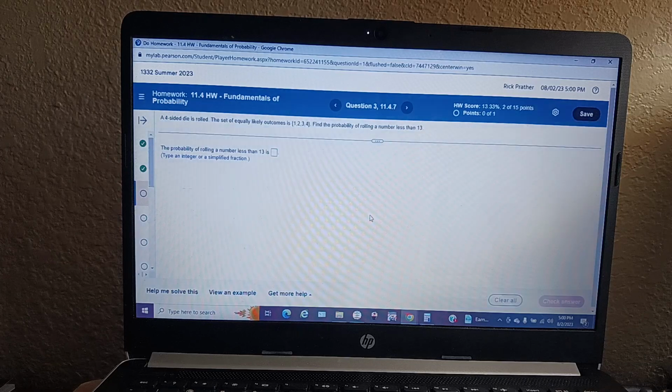See how it says type an integer or a simplified fraction? The only integers are 0 and 1. Everything else is going to be a fraction. And when they're fractions, the top can never be bigger than the bottom. You can't get more successes than the number of times you do it.